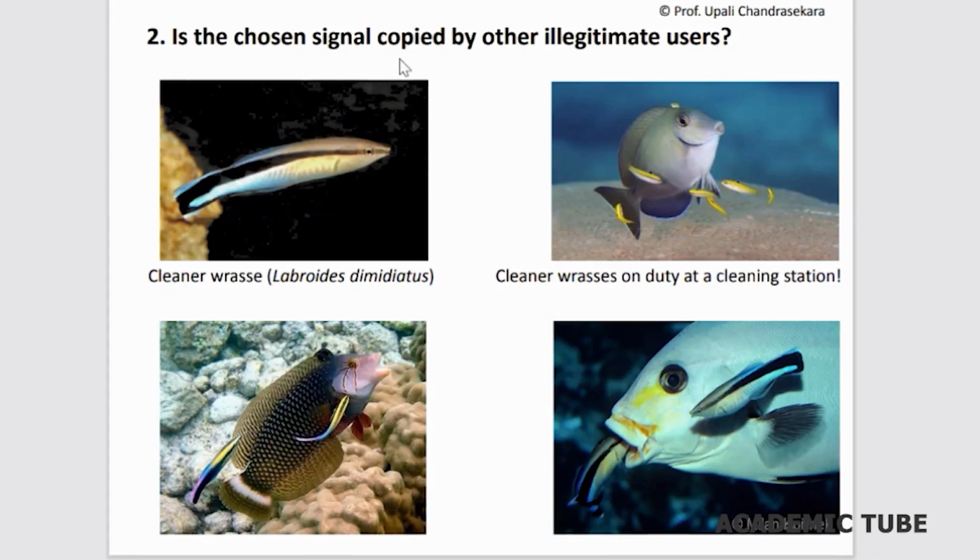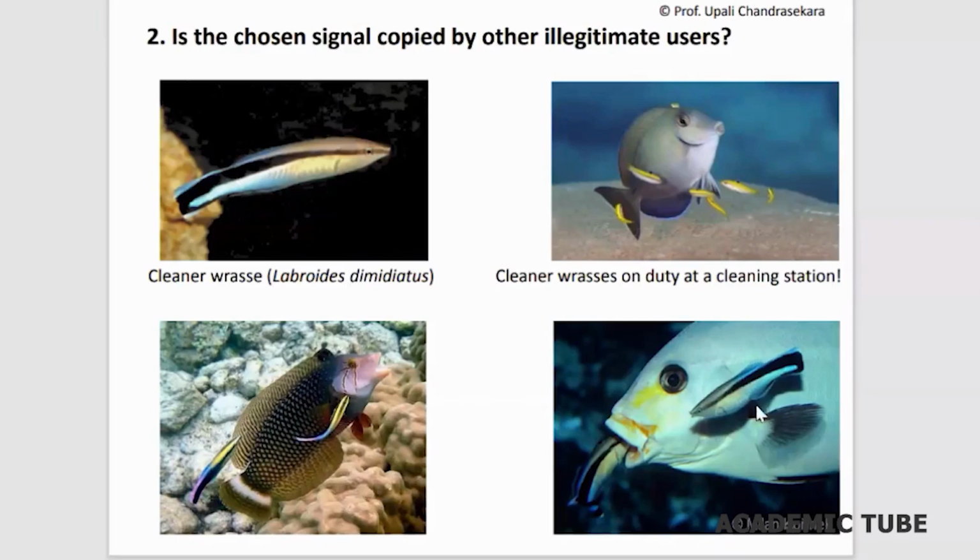The chosen communication channel or the signal should not be copied by an unauthorized animal. Now, to this, I can give you a very good example. I'm showing you a fish here. This fish has a unique color pattern. It's yellowish at the anterior end, there is a dark black color band running on either side of the body, and the posterior part is quite bluish.